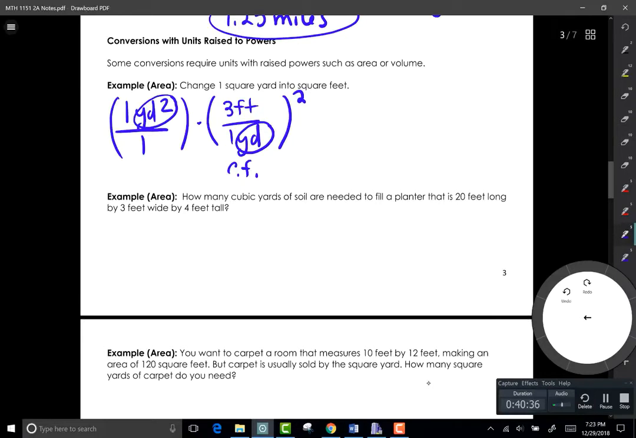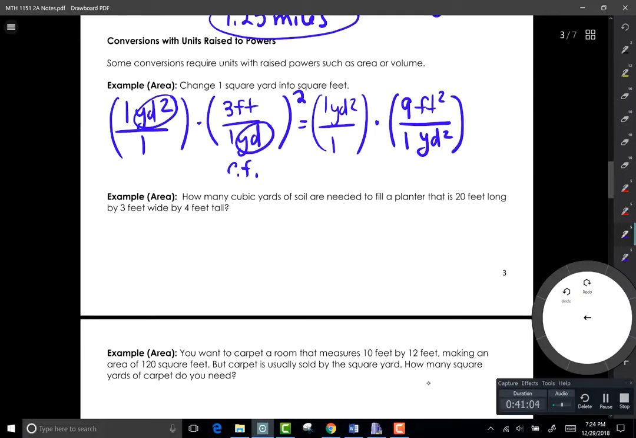So now what's going to happen, I'm going to copy over the 1 yard squared over 1. But now I have 3 feet and I'm squaring it. I have to square everything that's inside those parentheses. So I take 3 squared, which is 9, feet squared, which is feet squared. And then on the bottom, I have 1 squared, which is 1, and then yard squared, which is yard squared. Now I can cross off the yard squared.